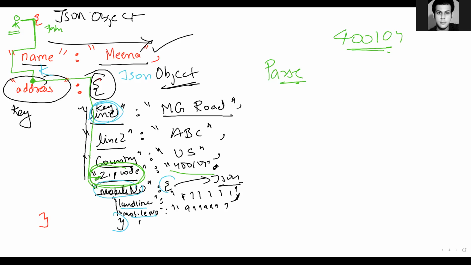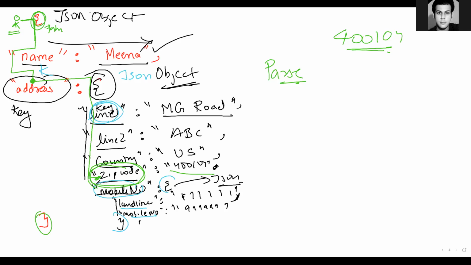I have to go to address, and from address only I can reach zip code. I cannot directly touch zip code. Why? Because it is not in the main JSON. It is nested inside a JSON. I have to go via address to reach zip code. Yes or no?